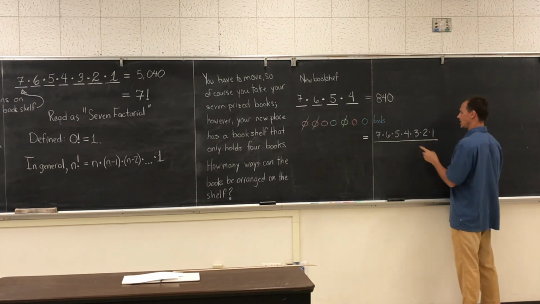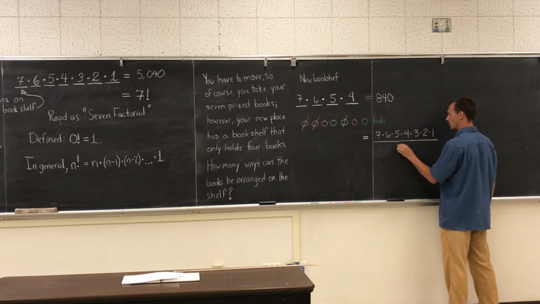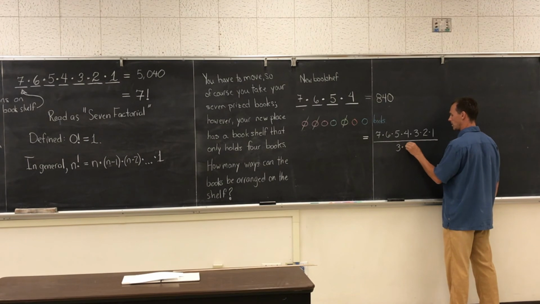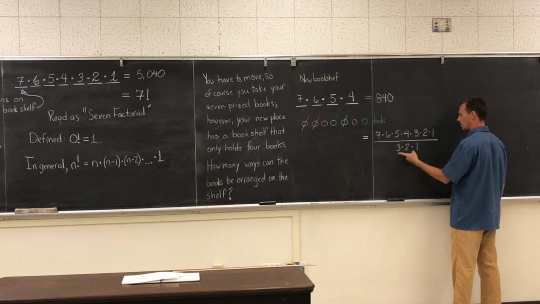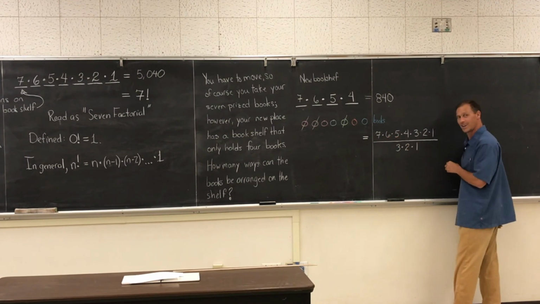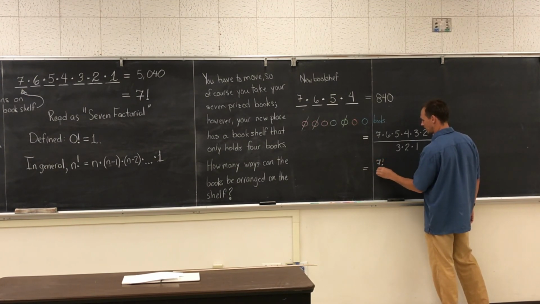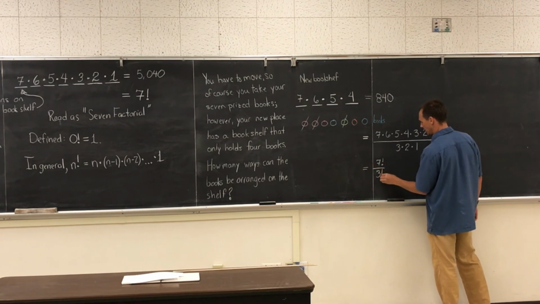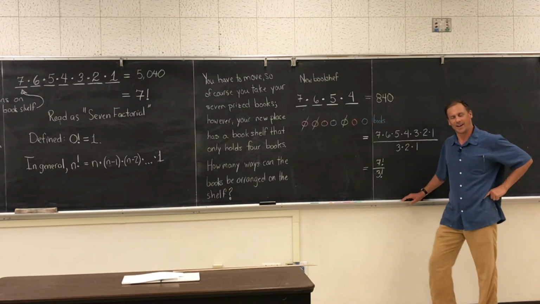But look at this. What if, because I don't need the 3, I don't need the 2, and I don't need the 1, I wrote 3 times 2 times 1 underneath? These all cancel with those. So it's still 7 times 6 times 5 times 4, but look at how nicely this works out. This is the same as 7 factorial over 3 factorial.